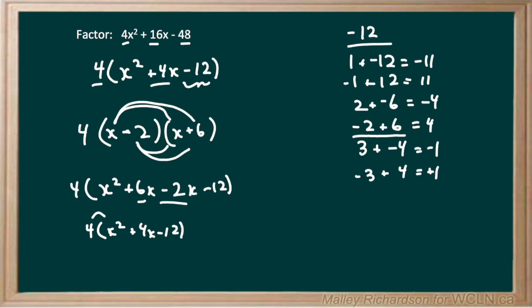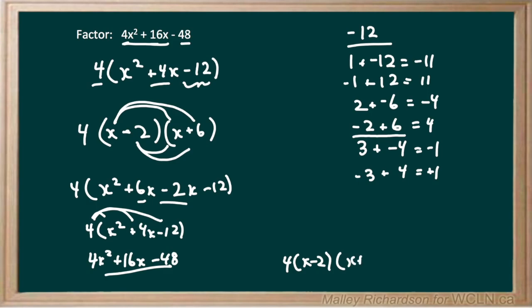Now we can factor in this 4 to everything inside the brackets. 4 times x squared gives us 4x squared. 4 times 4x gives us 16x, and then 4 times negative 12 gives us negative 48. Well, this is the same as our original question, so therefore our factors of 4, x minus 2, and then x plus 6 were correct as our final answer.